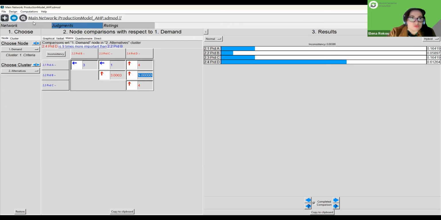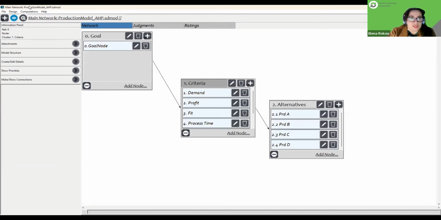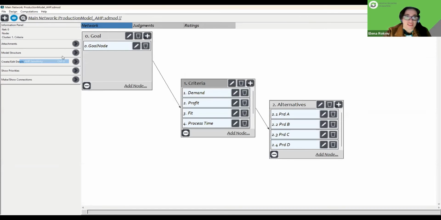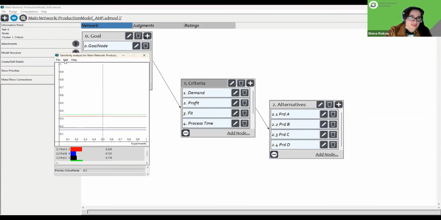I think that you did extremely well with the setup of your model. That's why I want to take you and see the sensitivity analysis. First of all, why do we do sensitivity analysis? We do sensitivity analysis for 3 reasons.